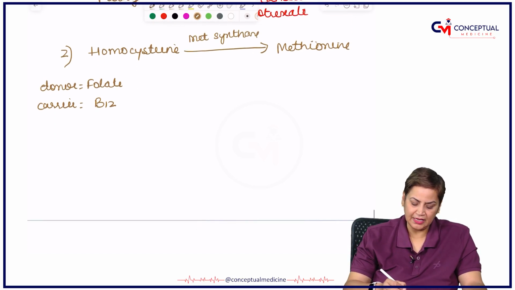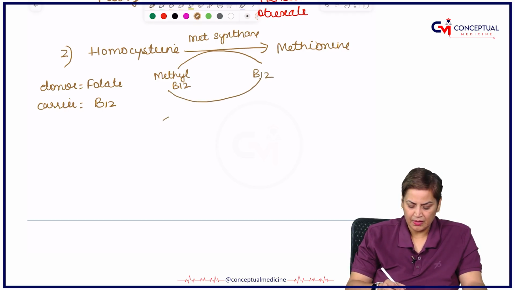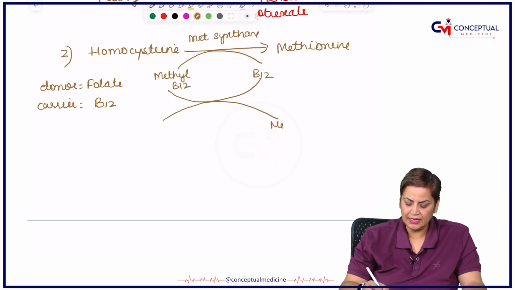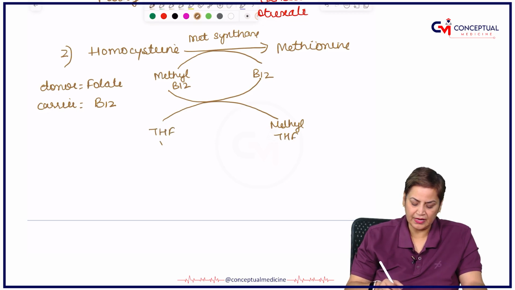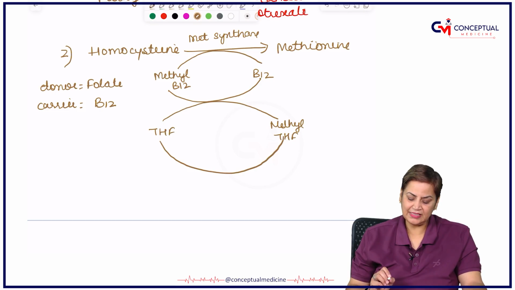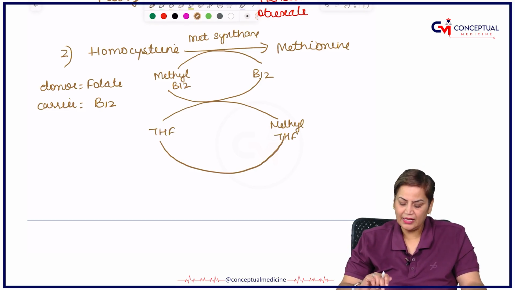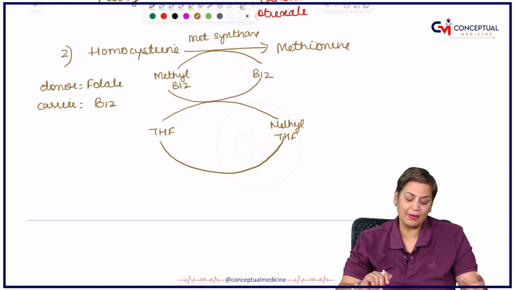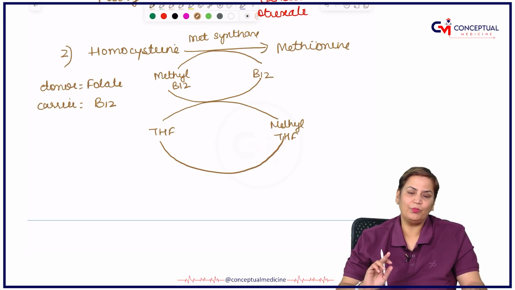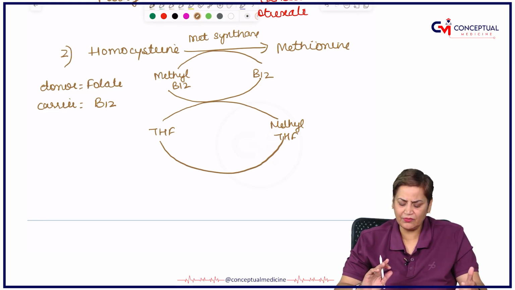Right. So what happens here is, you can simply say that methyl B12 will be converted back to B12 and methyl THF will be converted into THF like this. So I can say that this folic acid is the one which is giving the methyl group, handing over the methyl group to B12, which will give it to methionine synthase forming methionine. This is a very, very important reaction of folic acid.